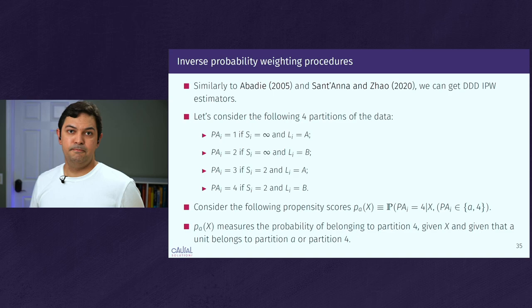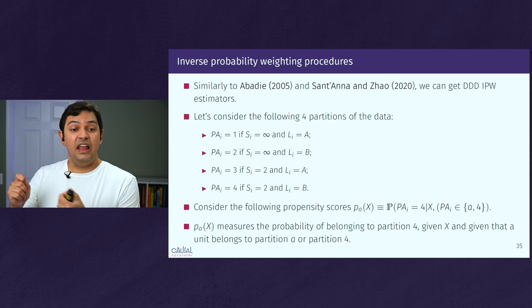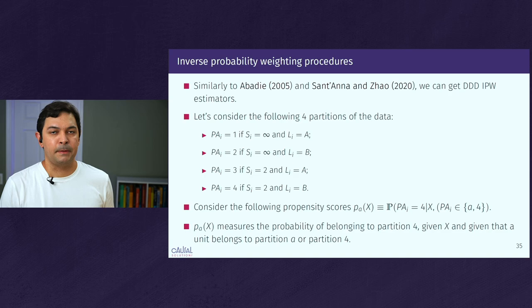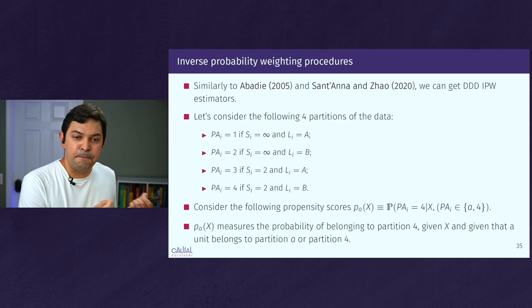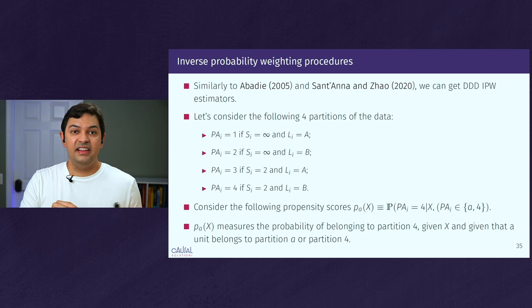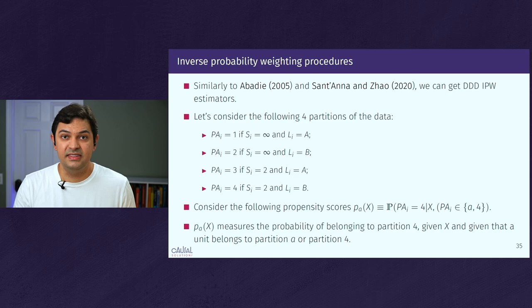Partition 3, you are in the treated states and you have L equals A, so you're not part of the target population in that state. Then partition 4, you are in treated states and have L equals B. So partition 4 here are the set of units who are actually treated. And partition 1, 2, and 3 are the subset of units who are untreated in this application, in this triple difference setup. So what I'm gonna do, I'm gonna define propensity scores.